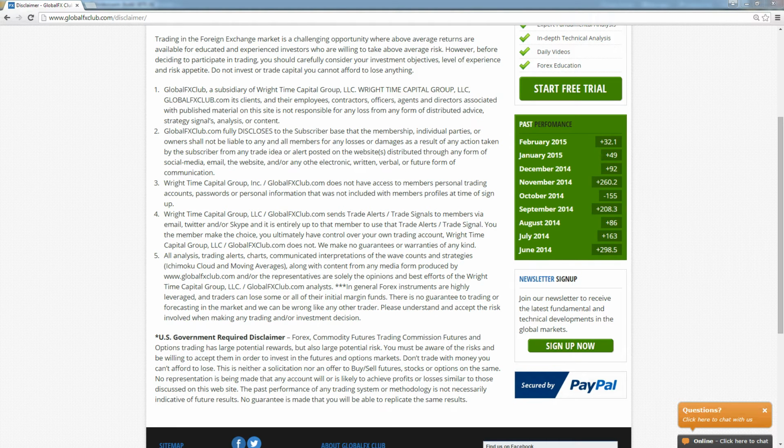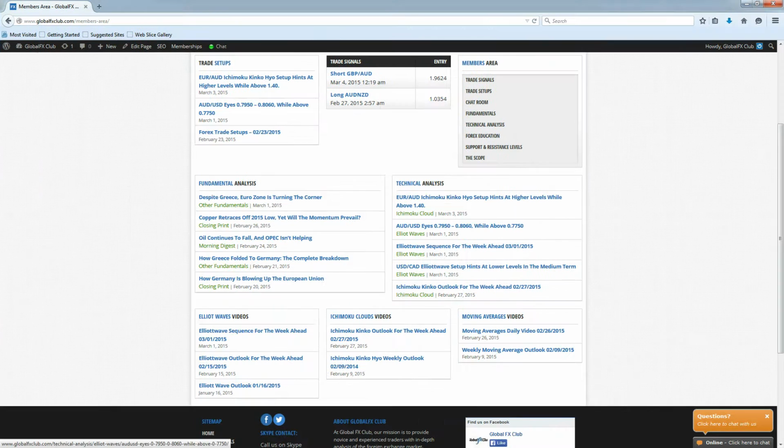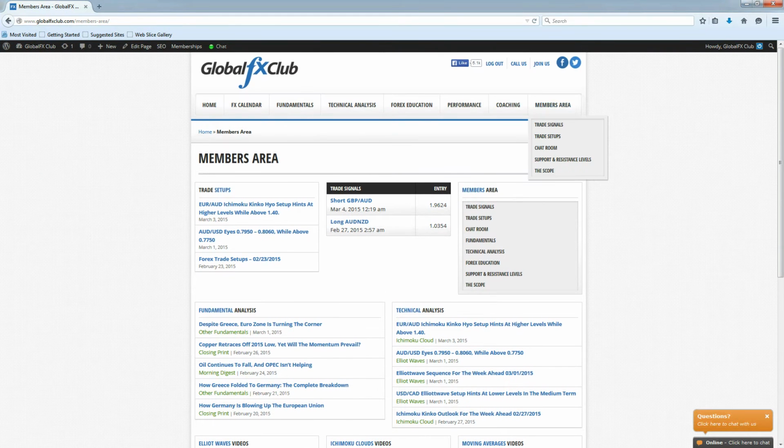Alright, let's jump right into the swing of things. First, let's jump right into the members area. As of late, we are in two open trades. That is the short pound Aussie and the long Aussie Kiwi. So let's take a look at those trades. First, this is the members area.